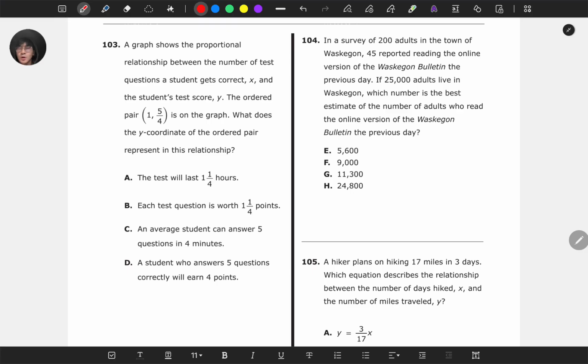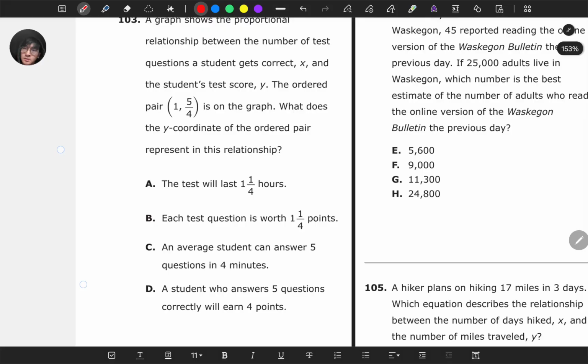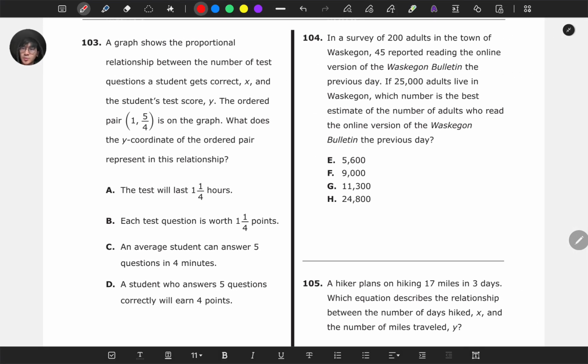Questions 103 to 109. So, a graph shows the proportional relationship between the number of test questions the student gets correct, X, and the student's test score, Y. They're telling you what X and Y are, and they give you an example of one ordered pair. What does the Y coordinate of the ordered pair represent in this relationship? X is the number of questions correct, and Y is the score. So if they're saying this is 1 and this is 5/4, they're saying that one question is 5/4.